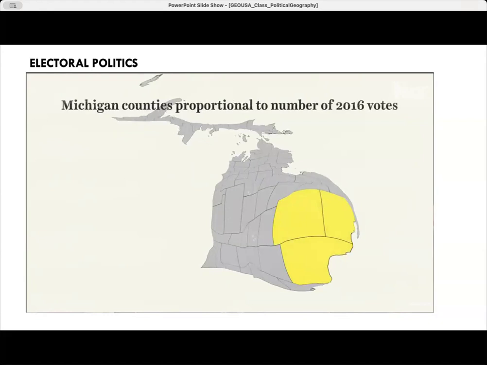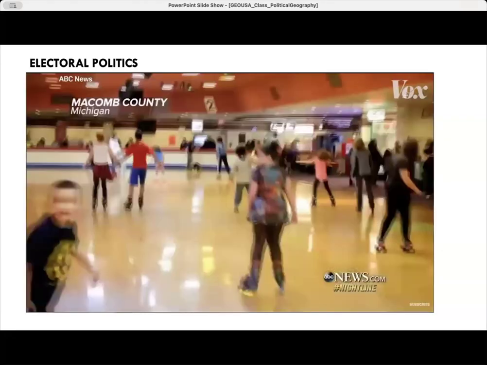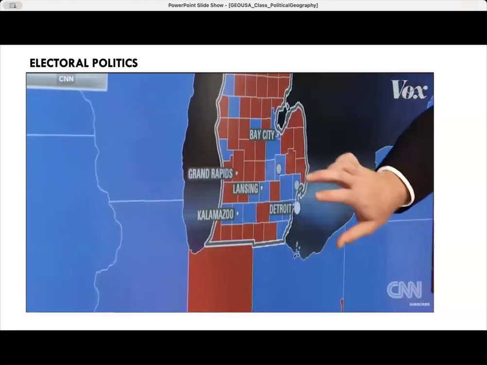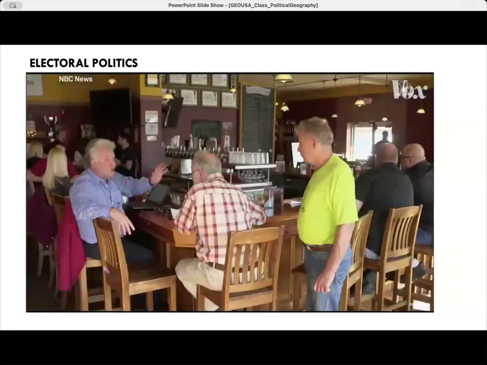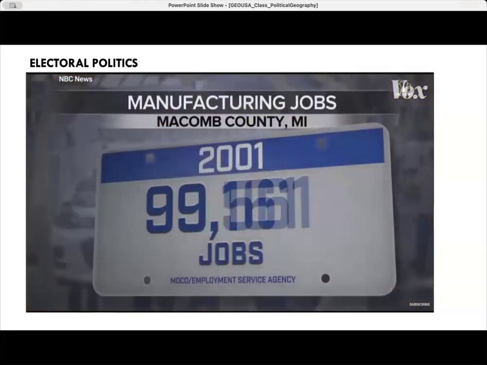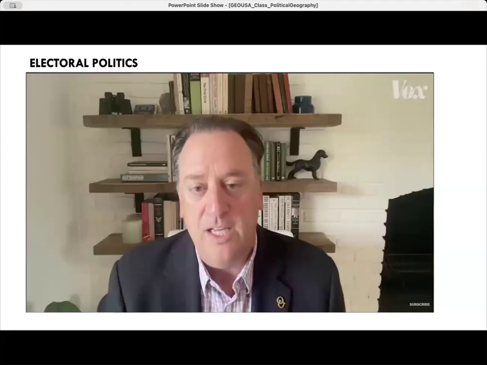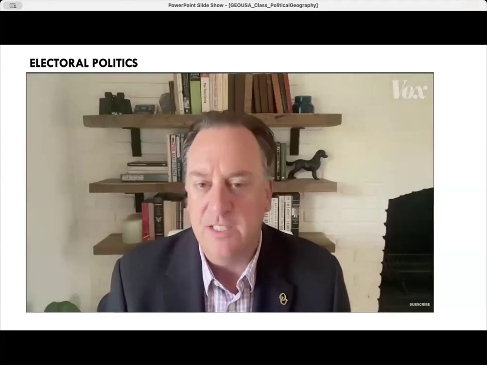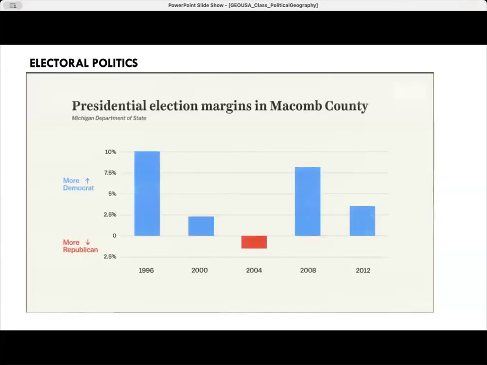So let's start here in Macomb County. Macomb County, just north of Detroit. Traditionally Democratic, overwhelmingly white. Historically home to auto workers, union members. Between 2000 and 2010, half of the manufacturing jobs in Macomb vanished. Demographically, Macomb is very white working class. Before 2016, Macomb was a bellwether. A bellwether, meaning it voted kind of like the rest of the country.